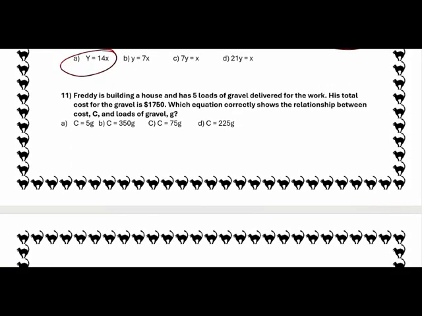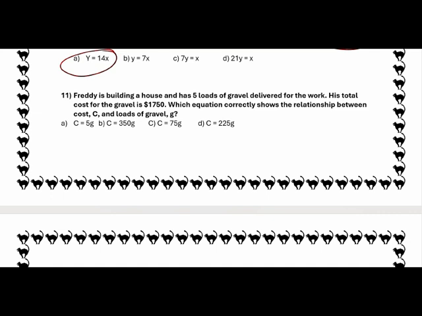Number 11. Freddie is building a house and has 5 loads of gravel delivered for the work. His total cost for the gravel is $1,750. Which equation correctly shows the relationship between the cost C and loads of gravel G?